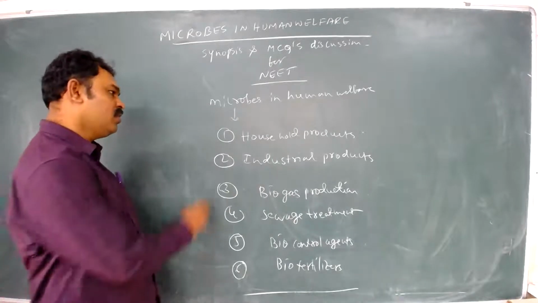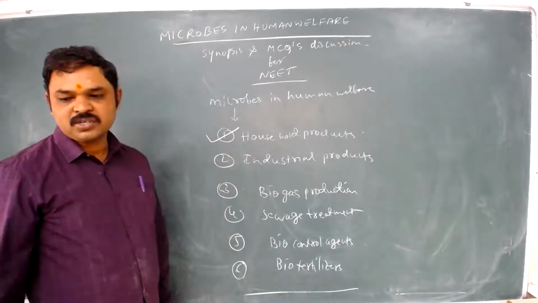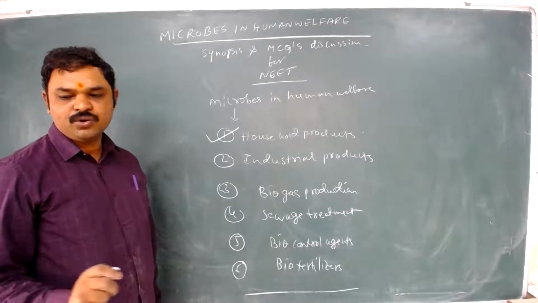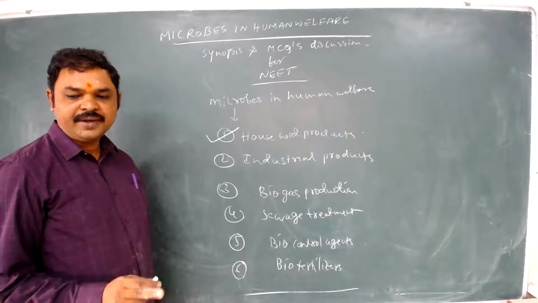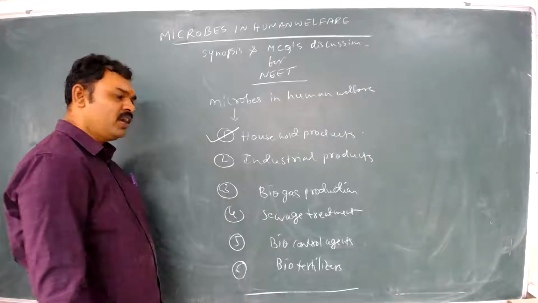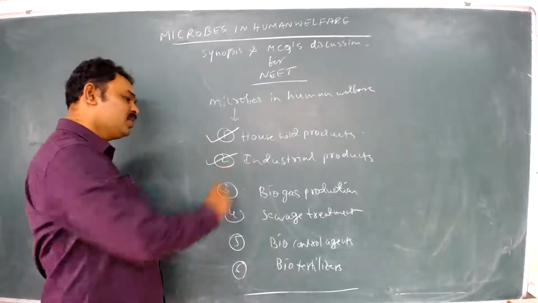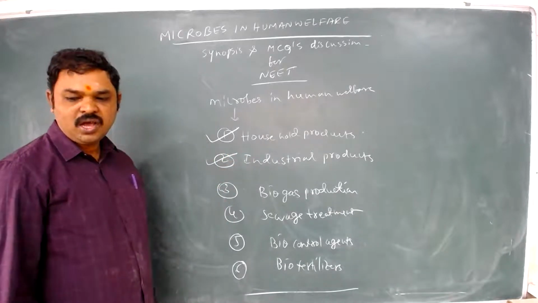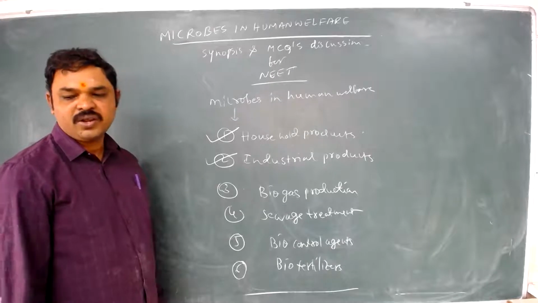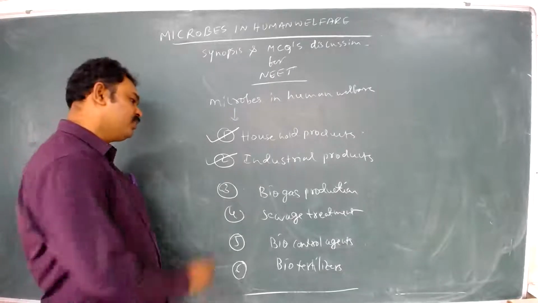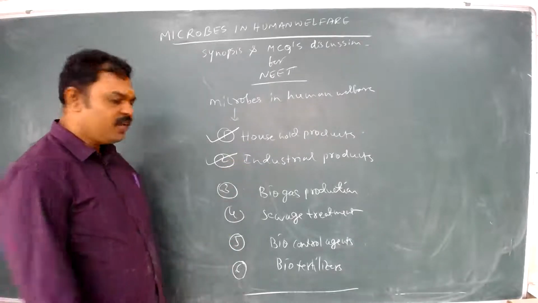So, microbes in human welfare. Microbes are used in the production of household products: curd, cheese, dough, tempeh, kettle, caddy drink. These were discussed in yesterday's class. Industrial products: antibiotics, alcohols, enzymes, organic acids, bioactive molecules. These are over. Now, biogas production.